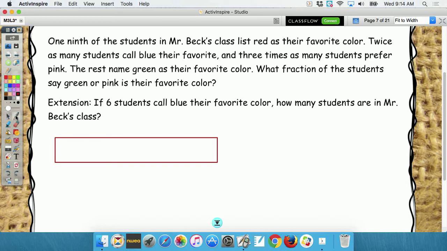1/9 of the students in Mr. Beck's class list red as their favorite color. Twice as many students call blue their favorite, and 3 times as many students prefer pink. The rest name green as their favorite color. What fractions of the students say green or pink is their favorite color? And we'll do the extension in a minute.